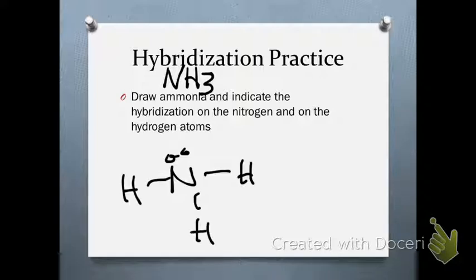Sorry, it's not my normal neat, but you get the idea. And what you're going to do is, if you read the question, it wants you to find the hybridization on multiple things, on the N and on each of the H's. So you have more than one answer here. Let's look at the N first.